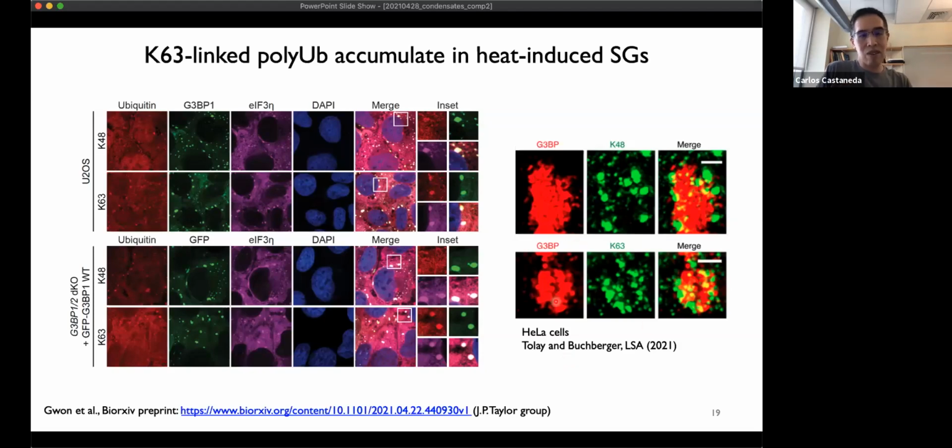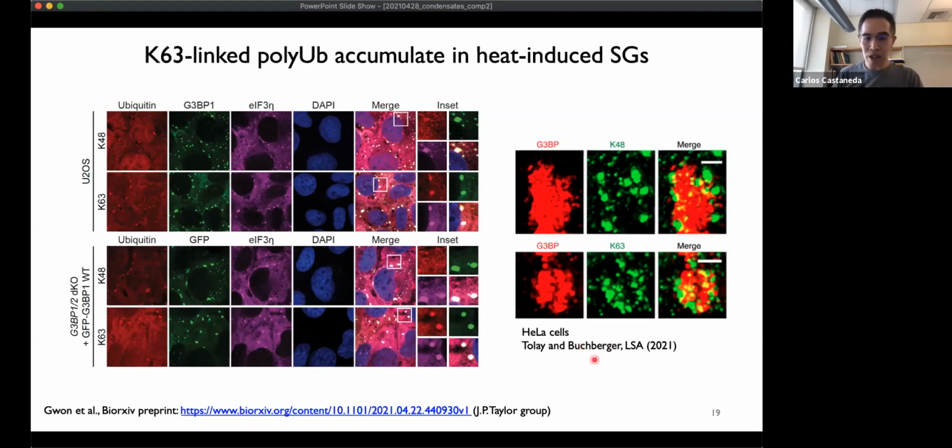And so these images of U2OS cells, this is endogenous polyubiquitin. You can see where you have these heat-induced stress granules, you see this enrichment of K63. It turns out to be a lot of K63 ubiquitinated G3BP, and not so much for K48. And this is replicated again when he does a knockout and then adds in this G3BP, and you can see this enhancement of K63 in the stress granule, but not so much for K48.